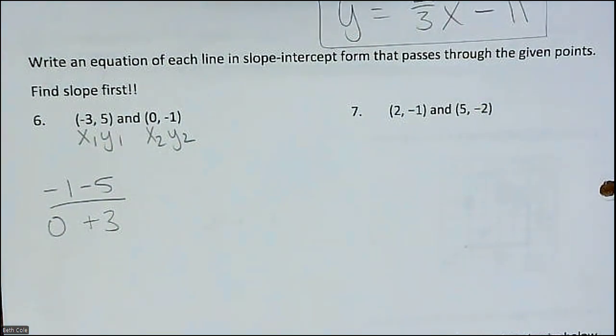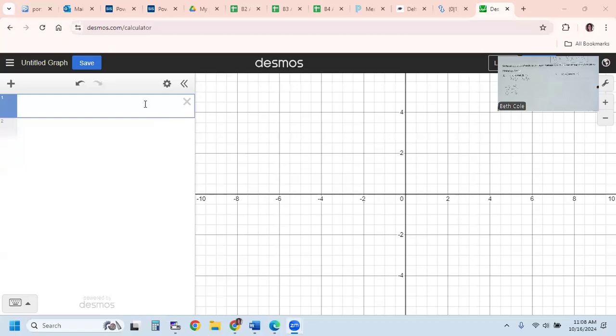I was like, hey, just put it in the calculator. But I think at this point, we need to cancel our negatives. Minus and negative turns positive. Now I am going to just go ahead and put that in the calculator. So just look. All I'm asking you to do is look. -1 minus 5 divided by 0 plus 3. What do we get? -2.